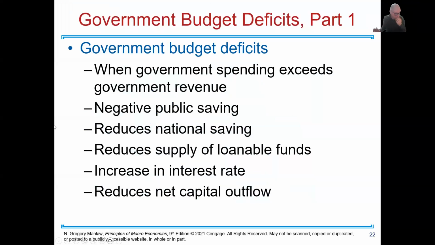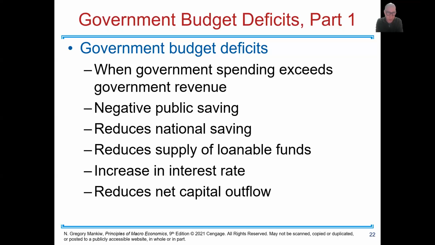Some other things you need to know that affect open economies. One of those being government budget deficits, which is something the United States has been running since Bill Clinton was in office. Bill Clinton balanced the budget. That was the last time the United States has seen a balanced budget. Every presidency thereafter, we've been running a deficit.